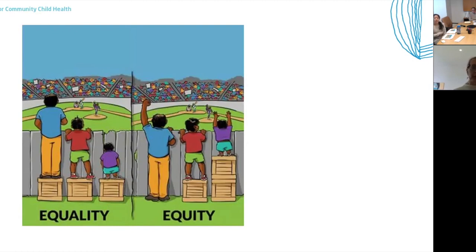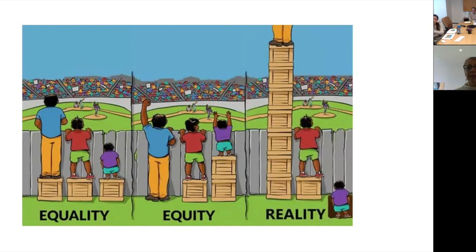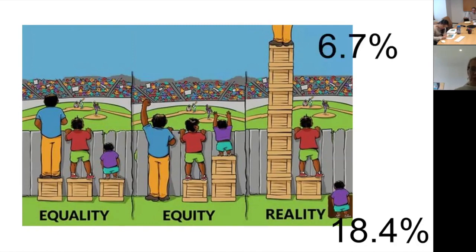And I know Neil's been working a huge amount in this area. How do we actually deliver an equitable system for children? And this is reality. This is the sort of differences we see. I always show this slide, and then one of the great things I can say is here are our actual results. This is the proportion of children developmentally vulnerable on 2 or more domains of development in our poorest area compared to our richest area.